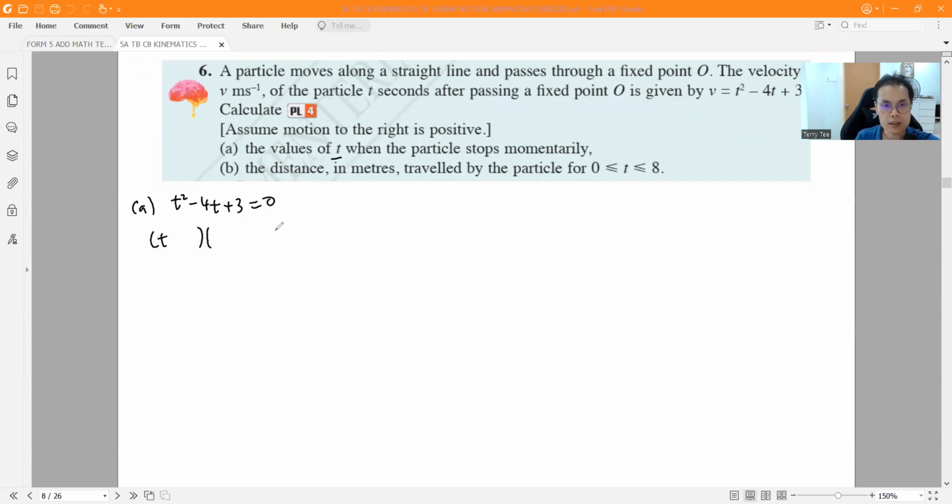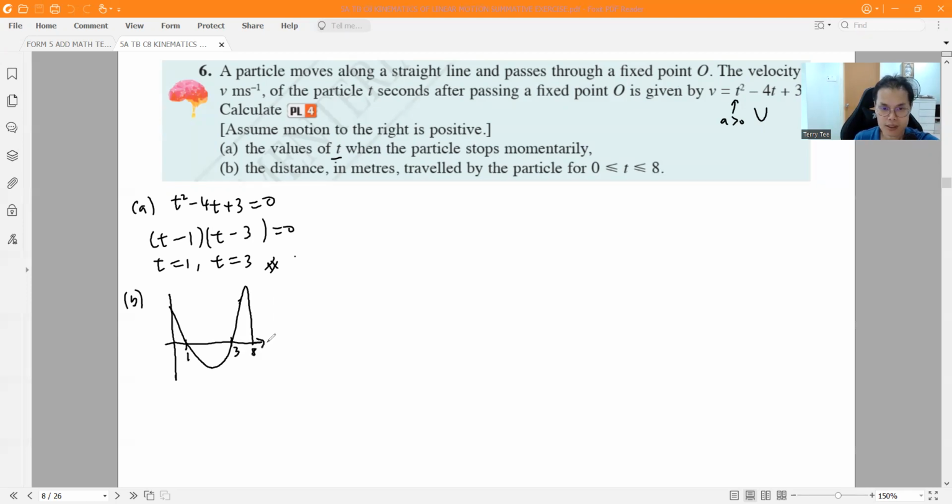Let's factorize: t minus 3, t minus 1, so t is 1 and 3. So there are two values of t when the particle stops momentarily. Now then, find the distance traveled from 0 to 8. Before you find the distance traveled, I'd like to do a sketch of the velocity-time graph. Now I can see that it's a minimum graph because my coefficient of t squared is more than 0. And it will intersect the t-axis at 1 and 3. But the question wants to go all the way to 8. Wow, that's very big. So I just do a sketch of the 8 here.